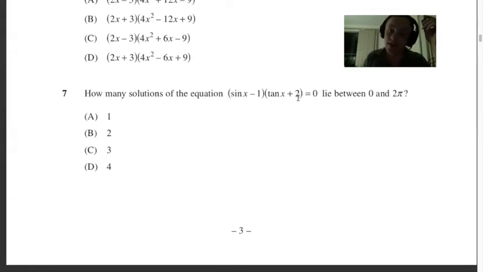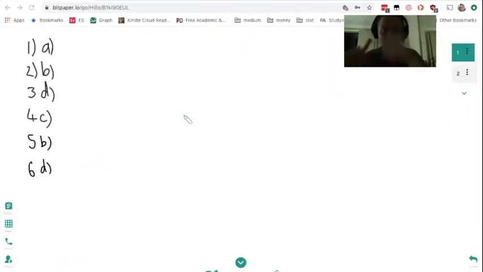We only have sine x. We only have tan x. So we're not complicating things with a sine 2x or sine 3x or anything like that.